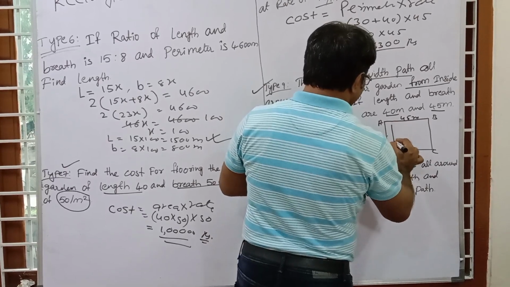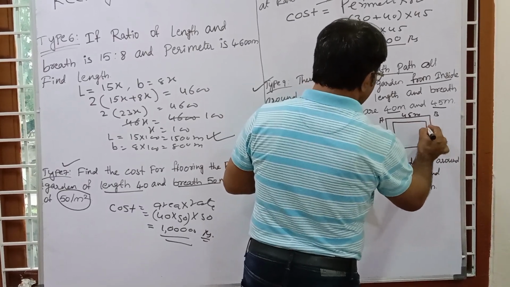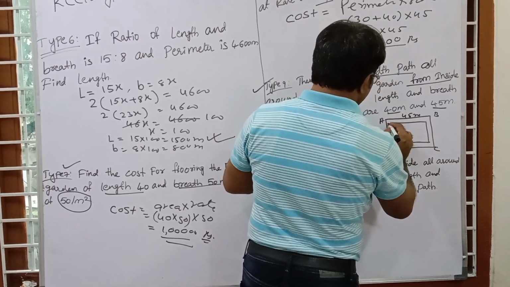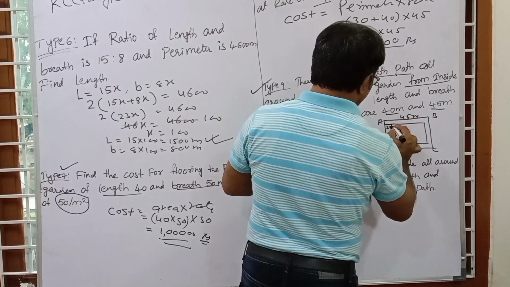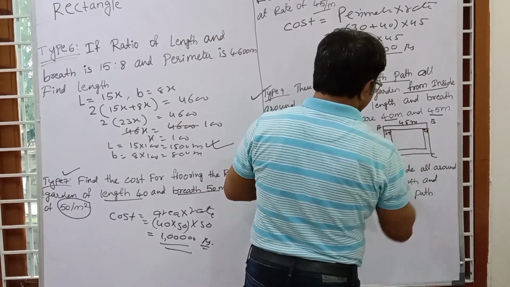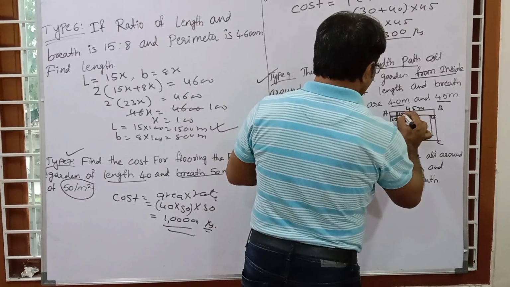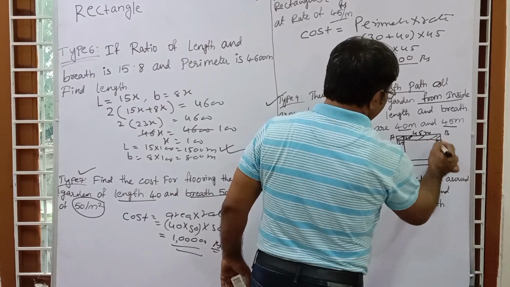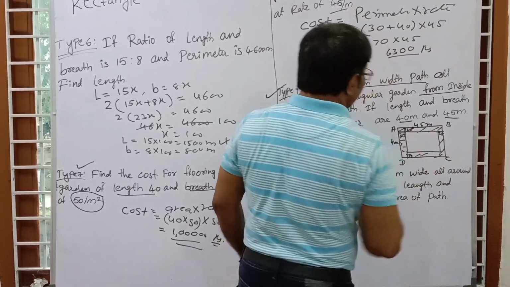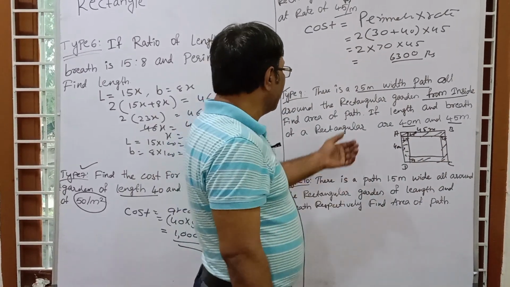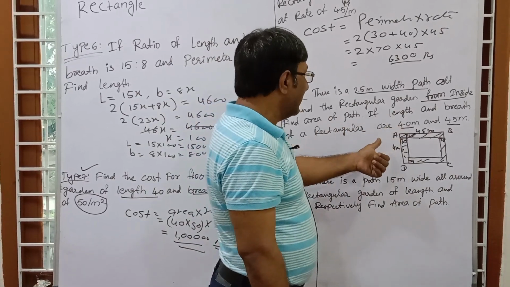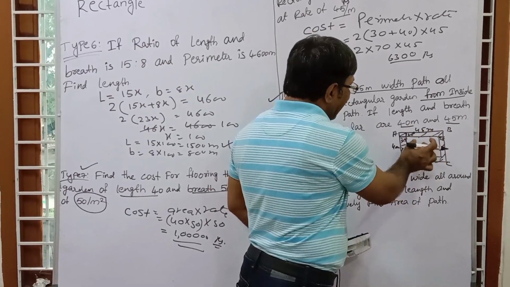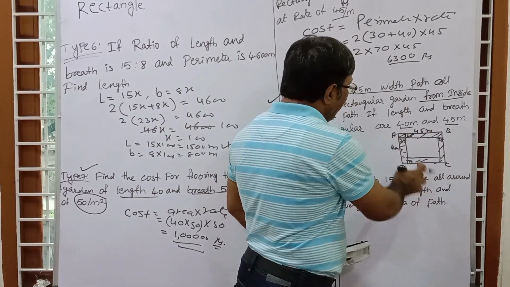Now we are making a path inside the rectangular garden. So this is the path. This is how much? 2.5. In the same way, this is 2.5, this is 2.5, this is 2.5. So we have to find this area. What is the trick for this type of question? When a path is given from inside, there is a full length of 45 and inside there is a path, so we have to find this area.